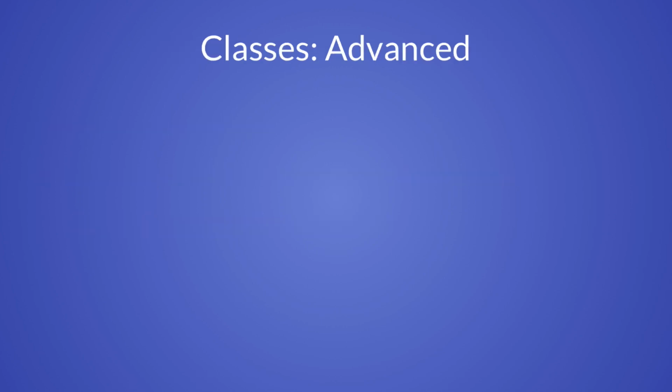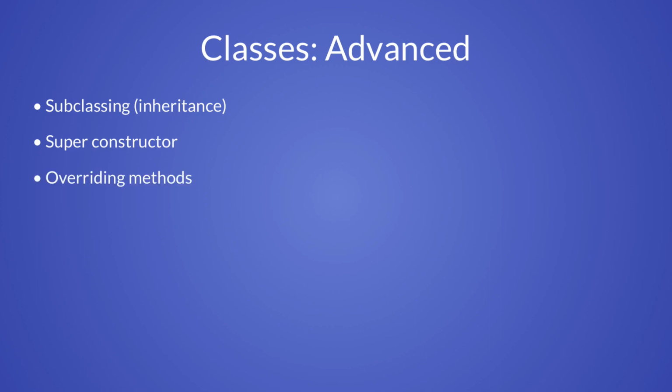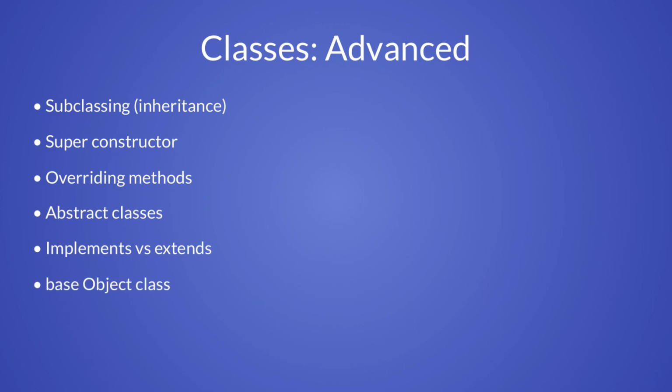Welcome to this advanced section about classes in Dart. In this section, we will talk about subclassing, which is also known as inheritance, the super constructor, overriding methods, and abstract classes, what they are and how to use them. We will learn about the difference between implements and extends. Then we will talk about the base Object class as well as some of its methods and properties, such as the toString method, the equality operator, and the hashCode property.